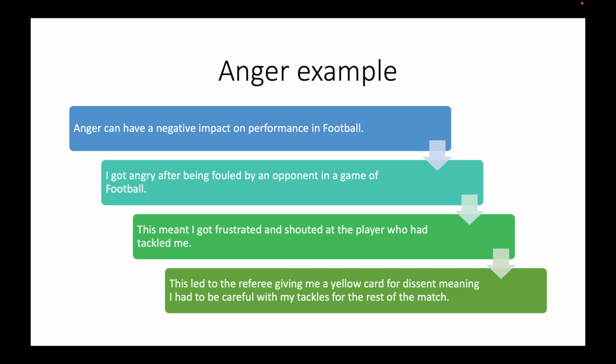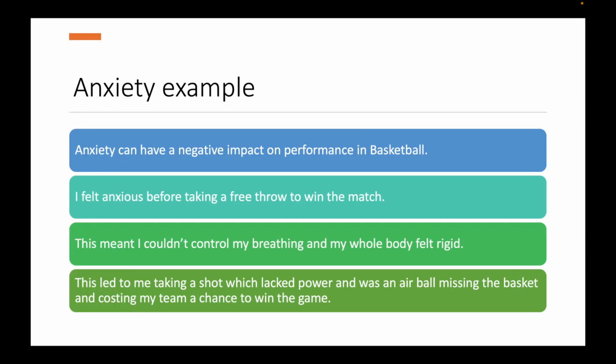So on screen just now is an example for anger. So anger can have a negative impact on performance in football. I got angry after being fouled by an opponent in a game of football. So that's my specific example. This meant I got frustrated and shouted at the player who had tackled me. This led to the referee giving me a yellow card for dissent, meaning I had to be careful with my tackles for the rest of the match. So that last sentence there is the impact on performance. All of that would be needed for 1 mark.